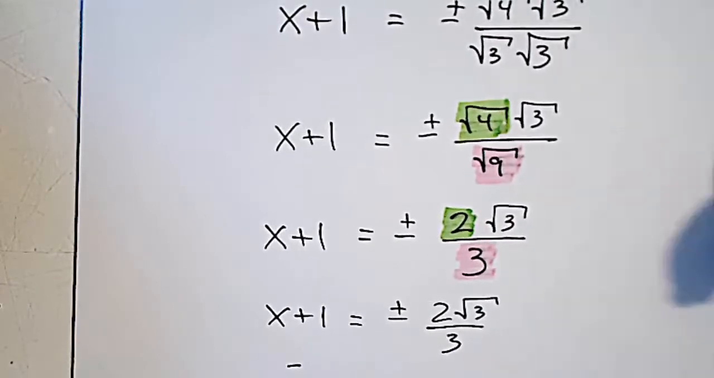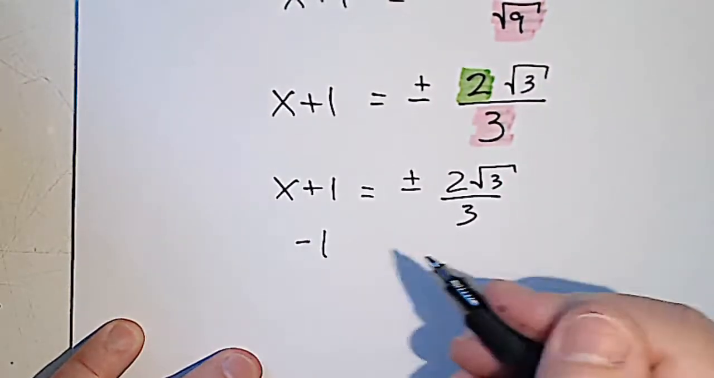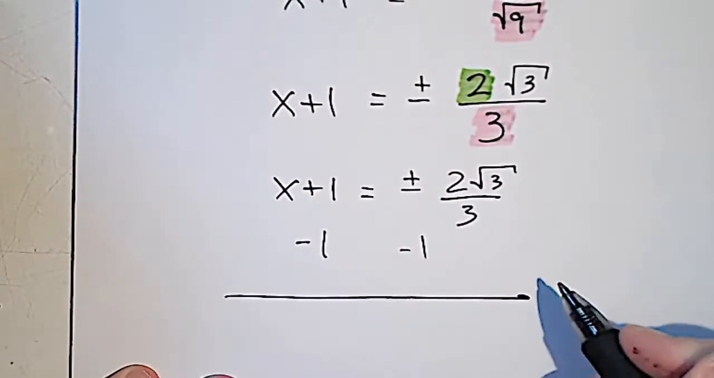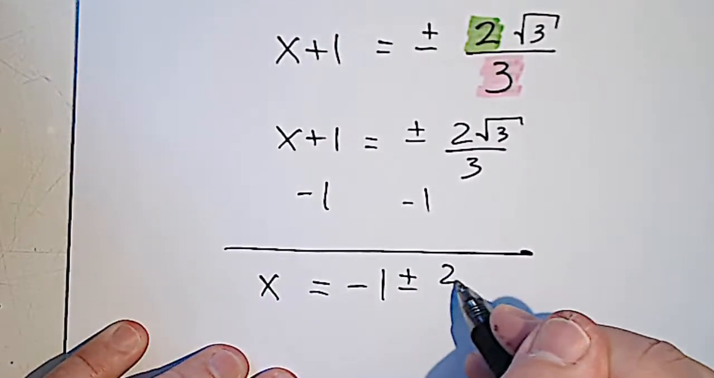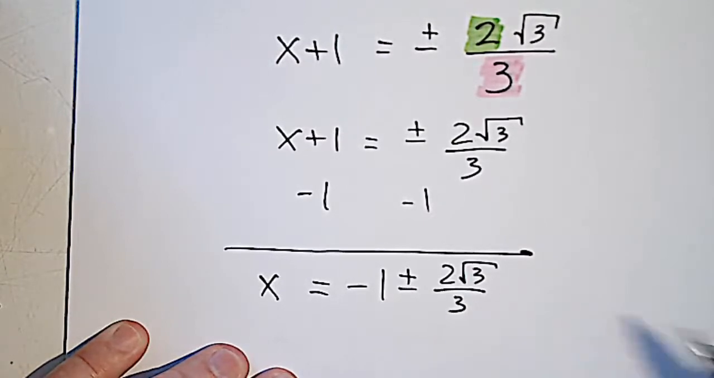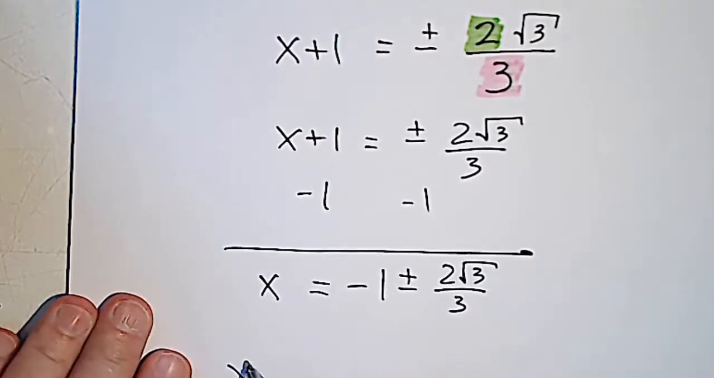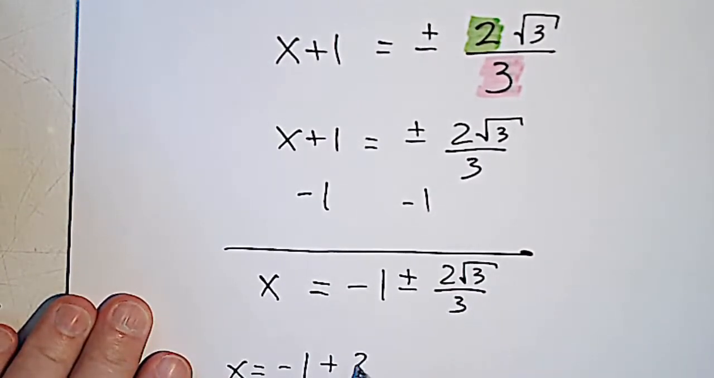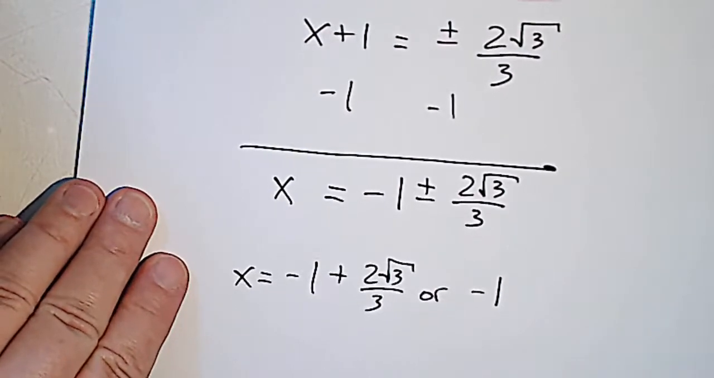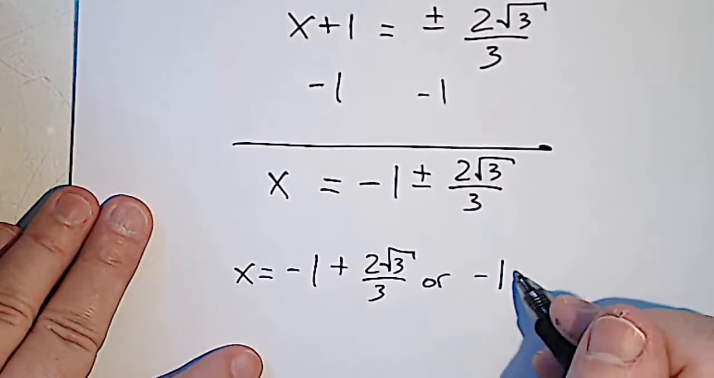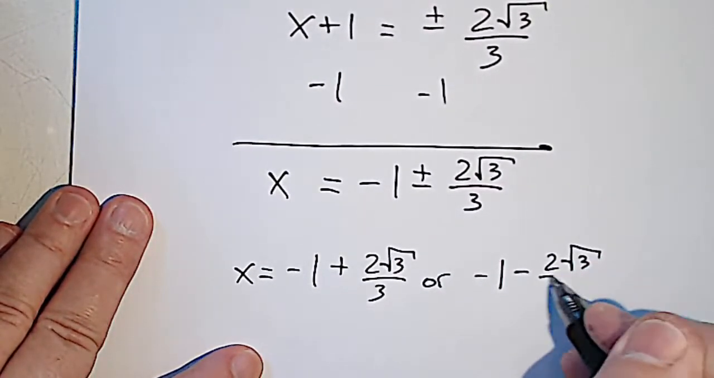Subtract 1. Subtract 1. x equals negative 1 plus or minus 2 radical 3 all over 3. So x equals negative 1 plus 2 radical 3 over 3, or negative 1 minus radical 3 over 3. Oops, we're almost there. You can do it.